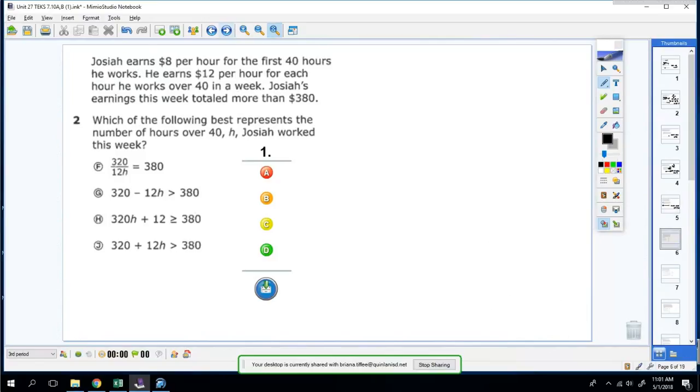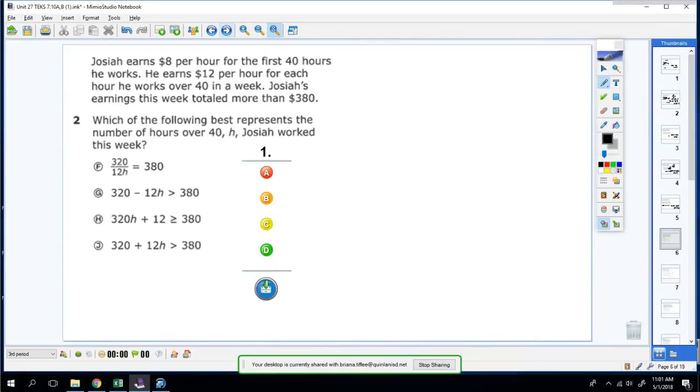Okay, go to the back. On number 2, it says Josiah earns $8 per hour for the first 40 hours he works. He earns $12 per hour for each hour he works over 40 in a week. Josiah's earnings this week totaled more than $380. Which of the following best represents the number of hours over 40 Josiah worked this week?